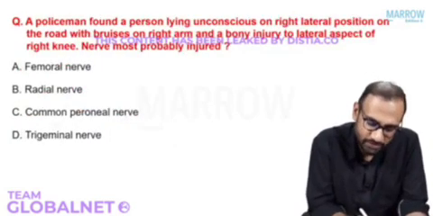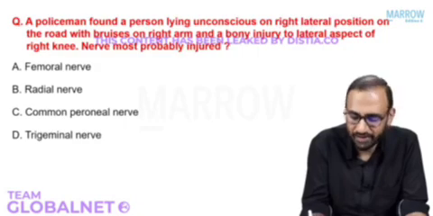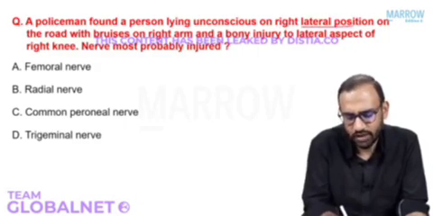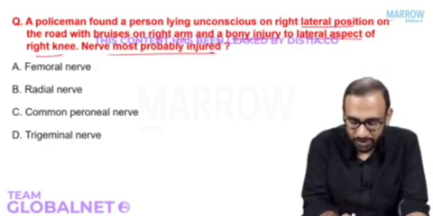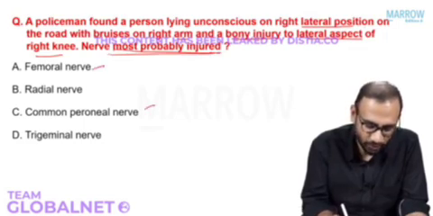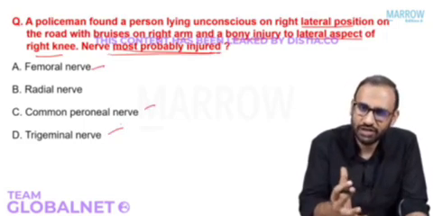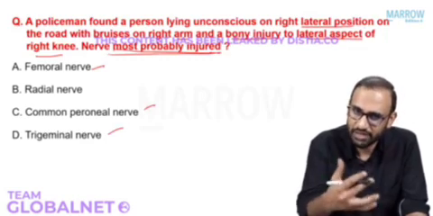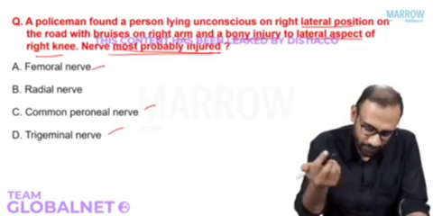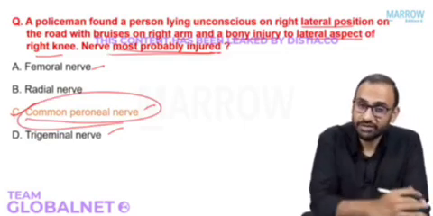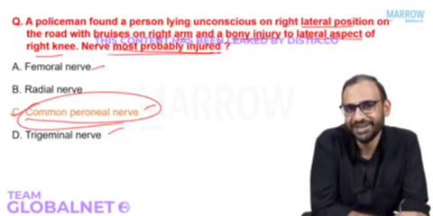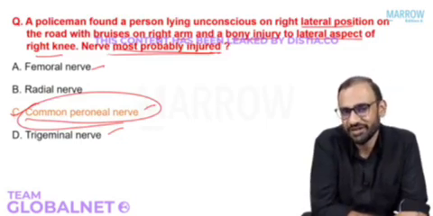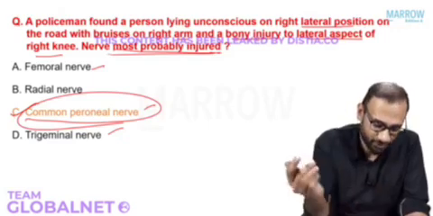Next question is, a policeman found a person lying unconscious on the right lateral position on the road with bruises on the right arm and bony injury to the lateral aspect of the right knee. Nerve most probably injured is femoral nerve, radial nerve, common peroneal nerve or trigeminal nerve. So lateral aspect of the knee, which nerve are you thinking here? Because there is a bony injury, lateral aspect of the knee, nerve wraps around the head of the fibula. The answer is common peroneal nerve injury. And what will be the manifestation? Foot drop. Right. What is the splint you will use in foot drop? Foot drop splint or toe raising splint or ankle foot orthosis, AFO.